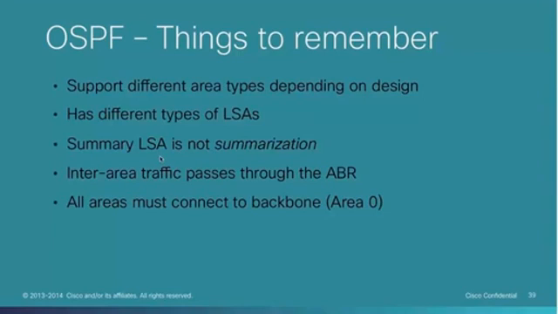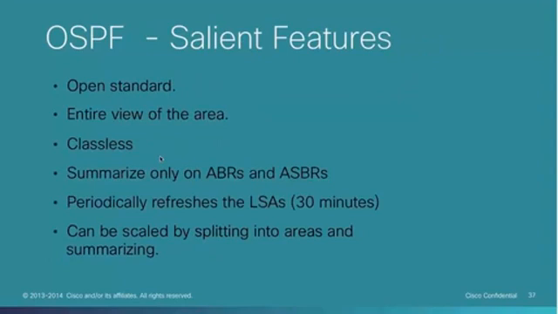Fourth is inter-area traffic passes through the ABR, right? So you might have 2 routers which are very close to each other, but both of them are far from the ABR, both being in different areas. The traffic between them will still go through the ABR. And the last one is all areas must connect to backbone, right? So this is where design of OSPF is very, very important. You have to design it properly, where all the other areas that you're having should connect to the backbone.